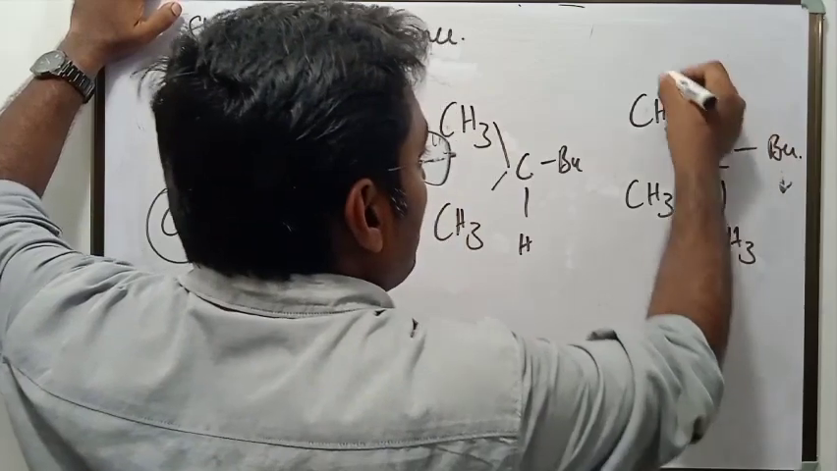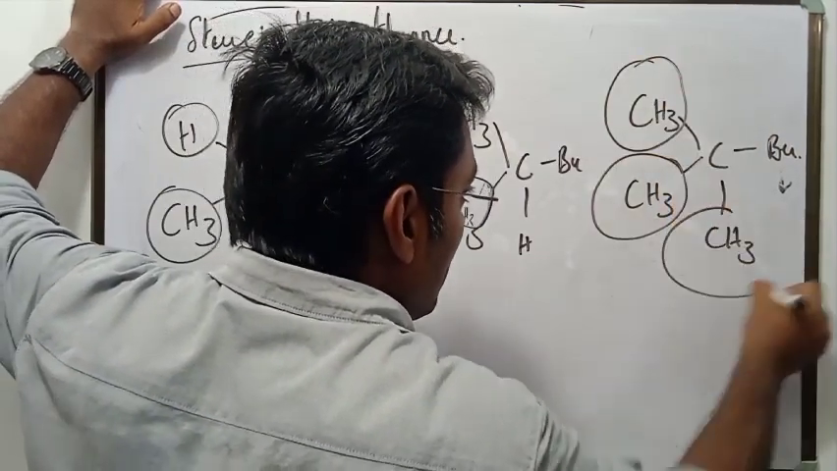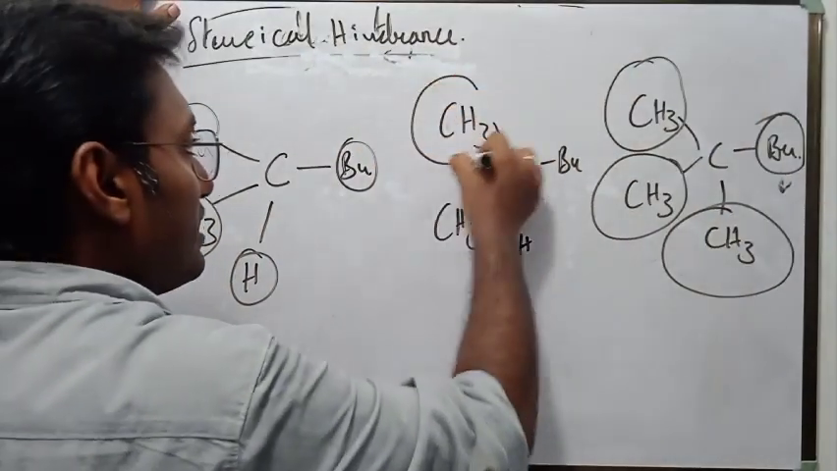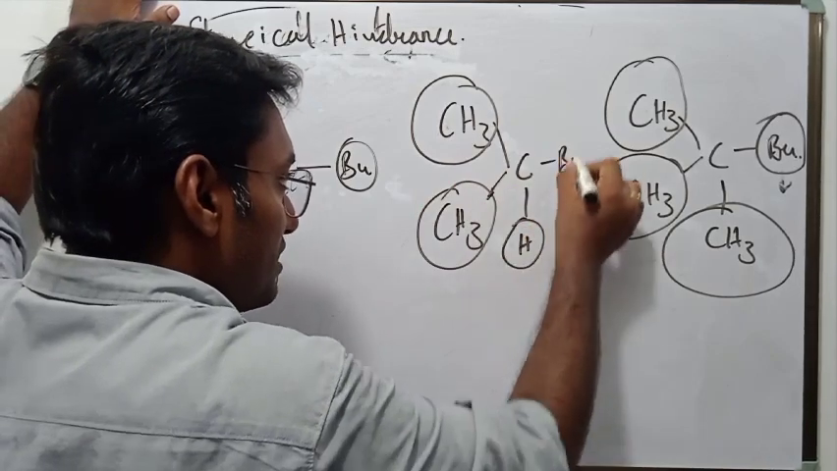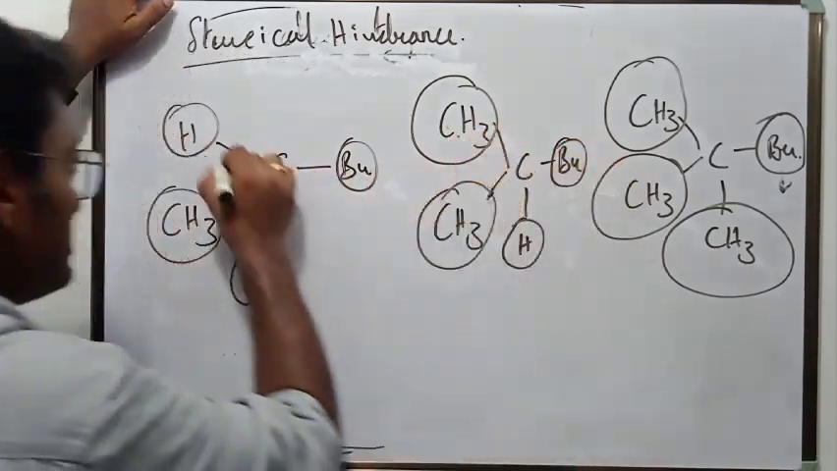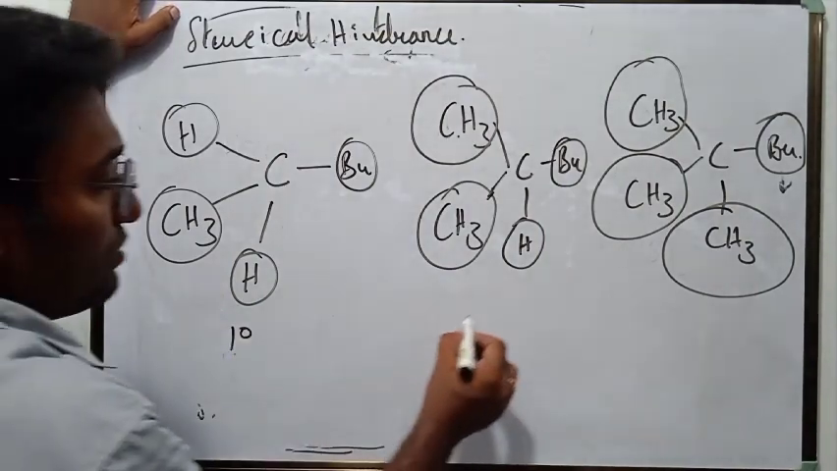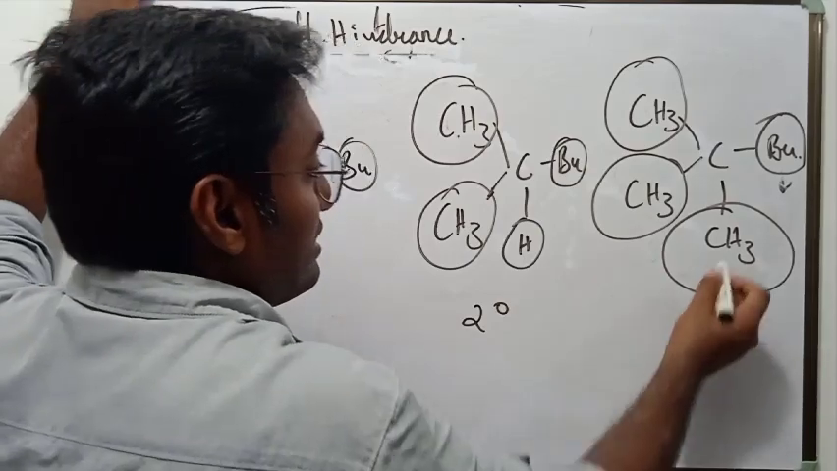Now in tertiary alkyl halide, the groups are very much bulky, right? In secondary alkyl halide also there are bulky groups. These are all bulky groups, that is CH3. And in primary alkyl halide, there is only one bulky group. In tertiary alkyl halide there are 3 bulky groups.